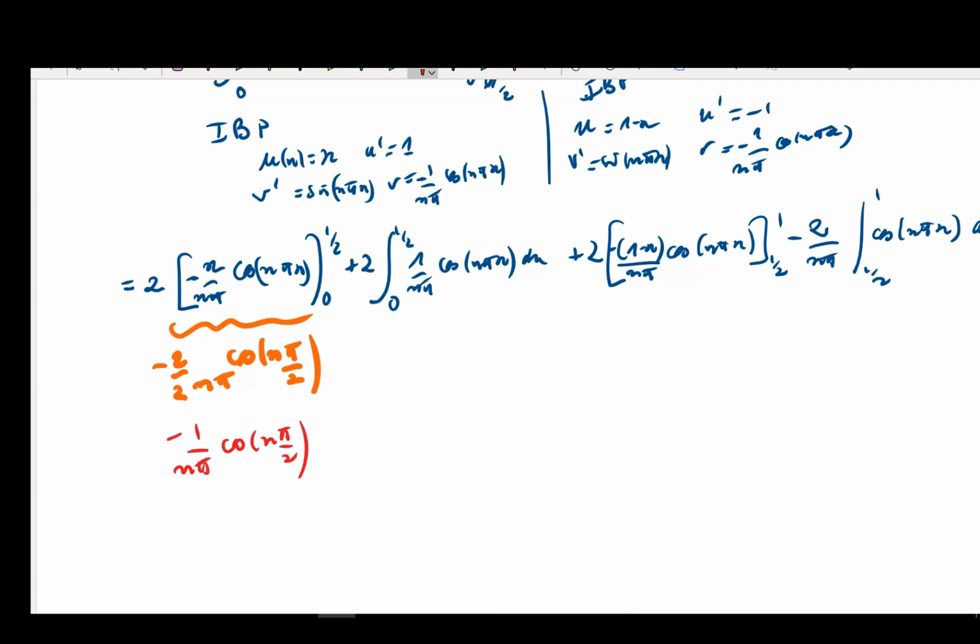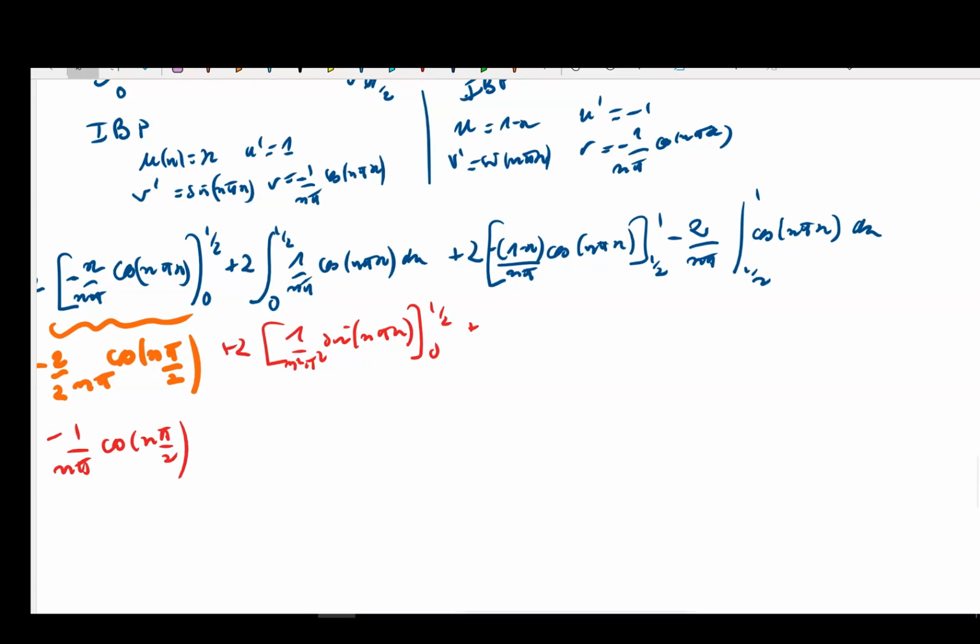Okay, value in 0 is just 0 because I've got the x as a factor. Then I've got 2. I can find the primitive of this, so 1 over n square pi square sine n pi x between 0 and 1 over 2. This one, in 1, it's just going to be 0. In 1 over 2, so the minus is cancelling. So I get 1 over 2 times 2, so 1 over n pi cos n pi over 2, sorry. So the good news is that it's going to cancel with the previous one.